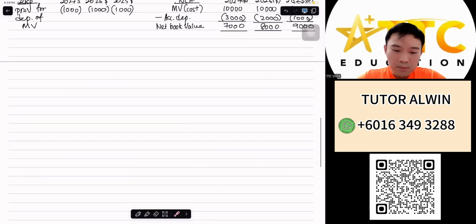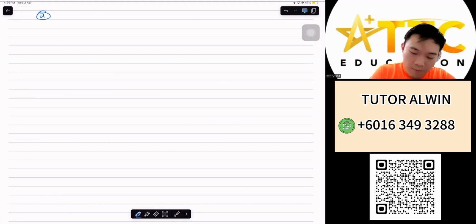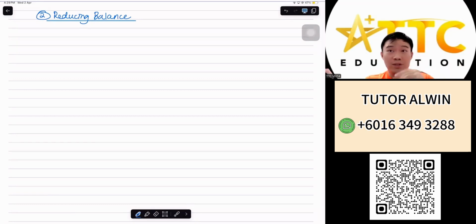Then, the second one, the common one that we see is the reducing balance method, or sometimes they call it the net book value method, or sometimes also the diminishing value method. But most of the time, you'll be seeing it as the reducing balance method. Okay, this means your amount of depreciation every year reduces. So let's change this time.